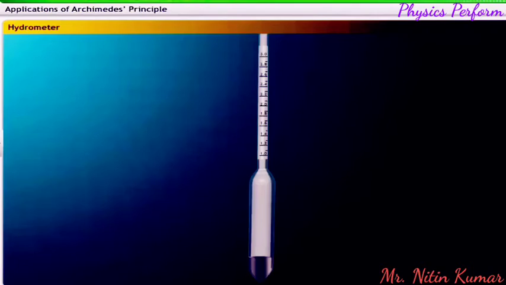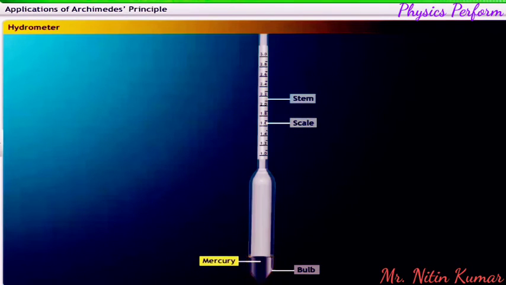The Archimedes principle finds many applications in our lives. One of these applications is determining the density of a given liquid using an instrument called a hydrometer. A hydrometer is generally made of glass. It consists of a cylindrical stem and a bulb. The bulb contains a mercury or lead shot to make it heavy. This ensures that the hydrometer floats upright in the liquid.